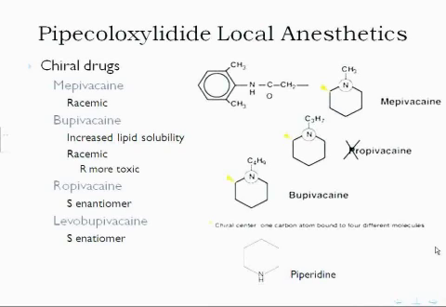Then you have what's called the pipecoloxylidide local anesthetics. And what makes these local anesthetics unique is they are all chiral molecules, which means that they have stereoisomers, two molecules that are mirror images of each other. Why is that important? Because when you're giving these drugs in the racemic form, which means they're 50-50 R and S forms, it's like giving two different drugs. They will not work the same. And one side of the drug will be toxic, and the other side will be okay. And that's what we see with bupivacaine.